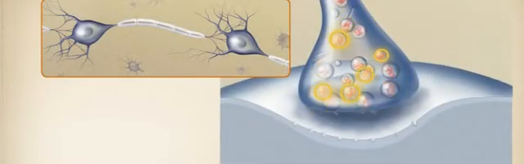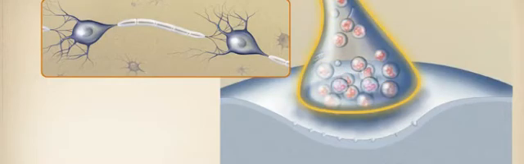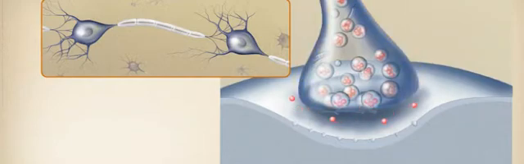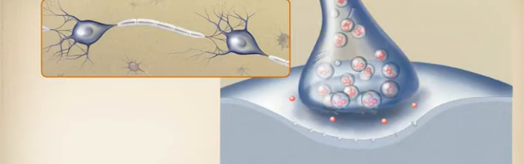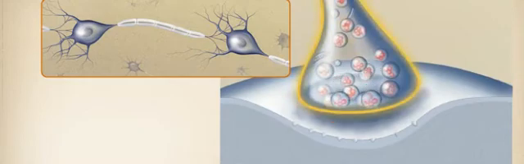Inside the terminal button of the presynaptic cell are synaptic vesicles, highlighted in yellow. They're small sacs containing the chemicals called neurotransmitters. The arrival of the action potential, that's that spark that we talked about in the last video, at an axon's terminal button triggers the release of neurotransmitters. They are released when a vesicle fuses with the membrane of the presynaptic neuron and releases its contents into the synaptic cleft.